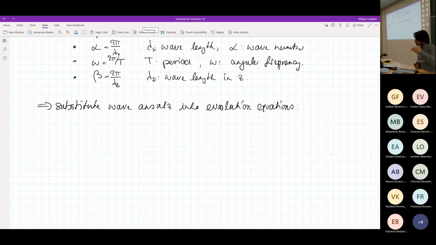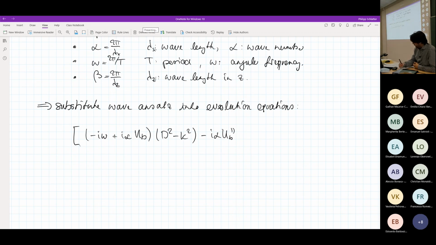If I'm doing that, and I'm not going to do it step by step because it's slightly boring, but if I do that for both the v and the eta equation, the result will be: minus i omega plus i alpha U_B, times D squared minus k squared, minus i alpha U_B double prime, minus 1 over Reynolds times D squared minus k squared squared, times v hat, is 0.